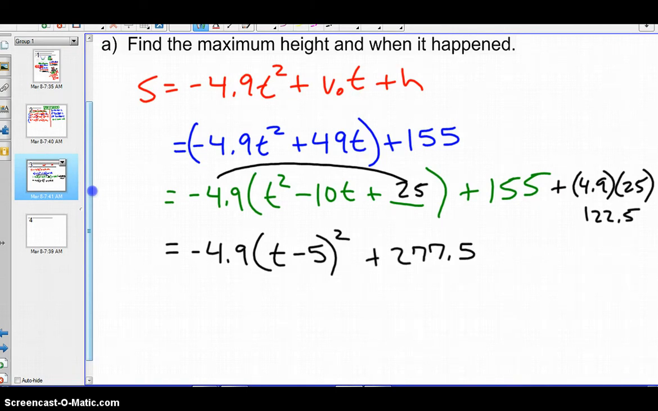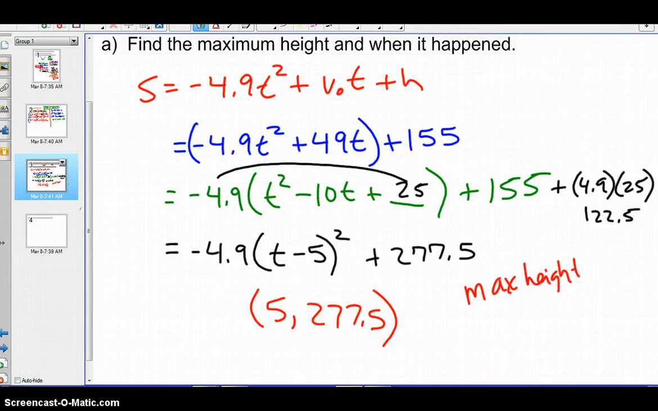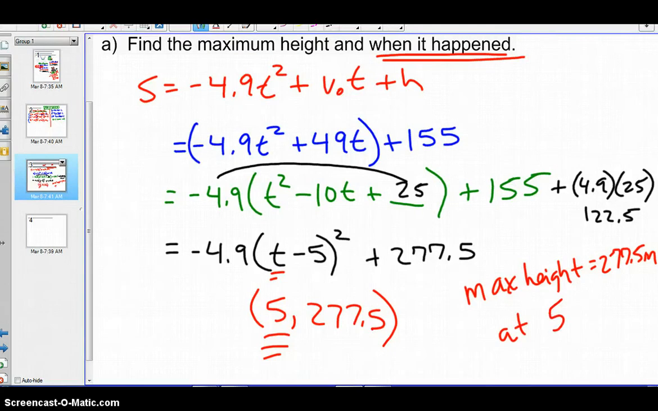And when we add that to the 155, because this comes out to 122.5, we have plus 277.5. And it's now set up in vertex form for us, which tells us that 5 comma 277.5, which tells us that we had a maximum height of 277.5 meters, and it also asks when it happened. Tells us right here when it happened. We were plugging in for time, so it happened at 5 seconds.